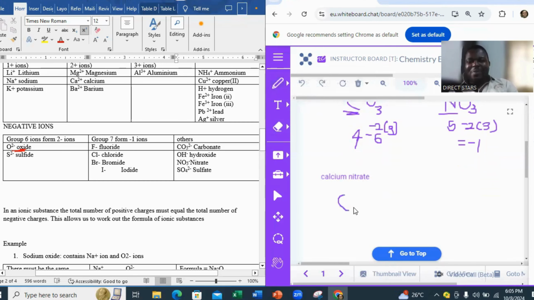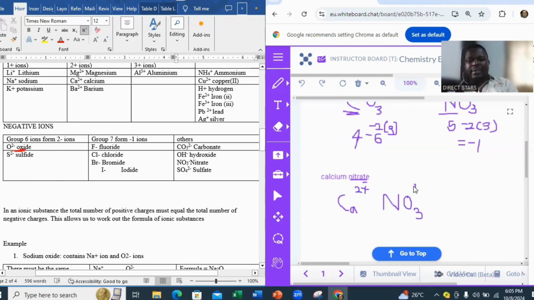The group calcium belongs to is group 2. Since it's a metal, it has a charge of 2+. Nitrate, on the other hand, we know has the charge of -1. So when you want to write a formula, you ignore the sign on the charge. You don't need to bother yourself. So instead of writing 1 minus, I just write 1.